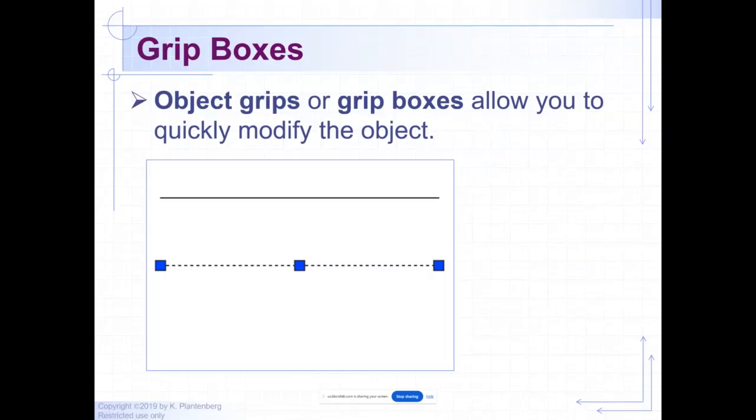We have grips. Anytime you pick something, you get these little blue boxes. If you click on the blue box, it turns red, at least that's the default. When it turns red, then you can edit it. Right there, it's just selected, until I click on something and make it red, and then I can do something with it.